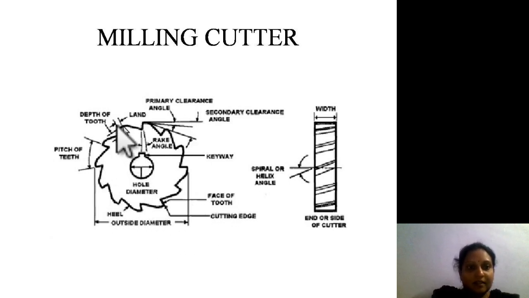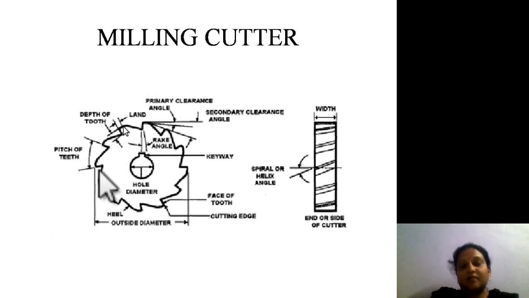Here these sharp edges are called the cutting edge, and the surface which is beside the cutting edge is called the land, and the waste material or scrap will flow on this land. Depth of tool is the distance from its inner diameter to outer diameter of the cutter, and pitch of the teeth is the distance between consecutive teeth which are beside each other.